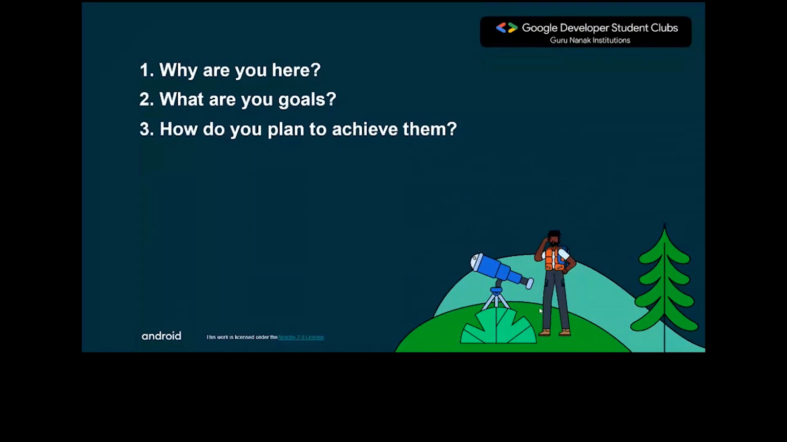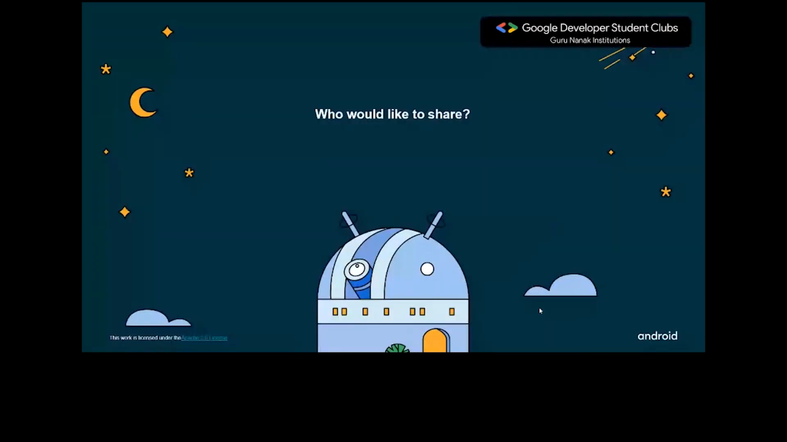Why are you here? Most of the people think that you are here to learn Android development, meaning you want to become an Android developer, meaning you want to create apps here. So you might be here to attend this session. What are your goals? How do you plan to achieve them? To get the answers, we call our team member Venkatesh to explain Compose Camp. Hi, I'm Venkatesh. Meanwhile, if you have any answers, you may share them in the chat box.